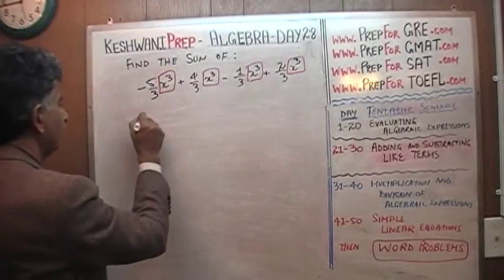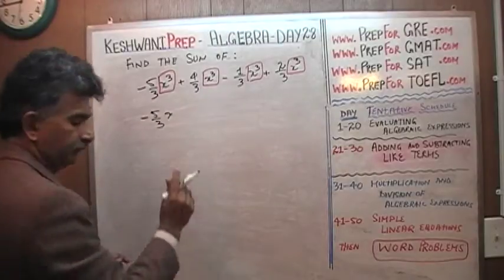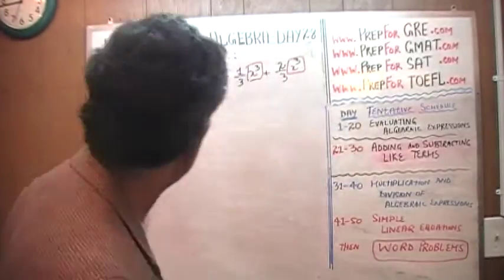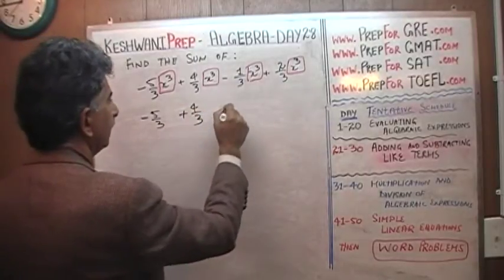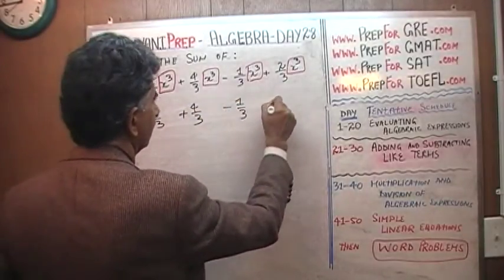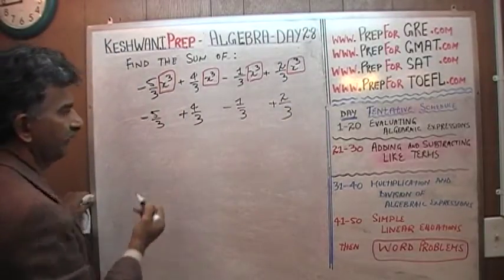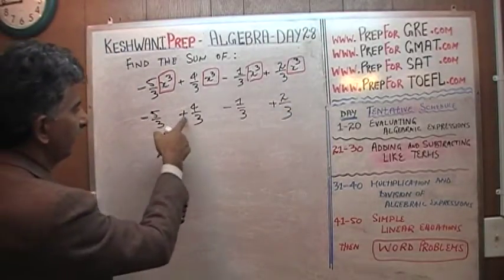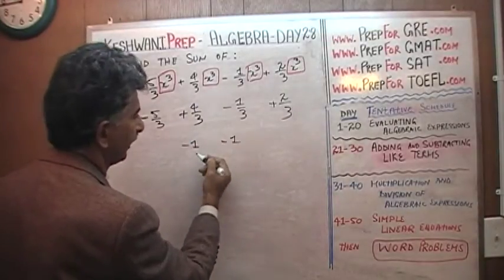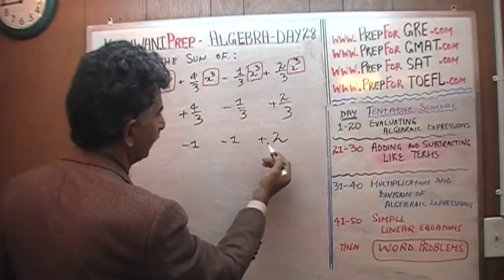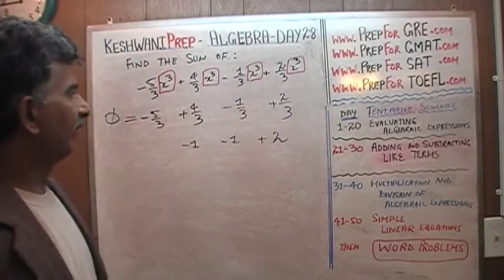We have negative 5/3 plus a positive 4/3 minus a third plus 2/3. Well, a negative 5 and a positive 4 is a negative 1, a negative 1 and negative 1 will give us negative 2, and a positive 2, oh, what do you know? This whole thing is a big fat 0.